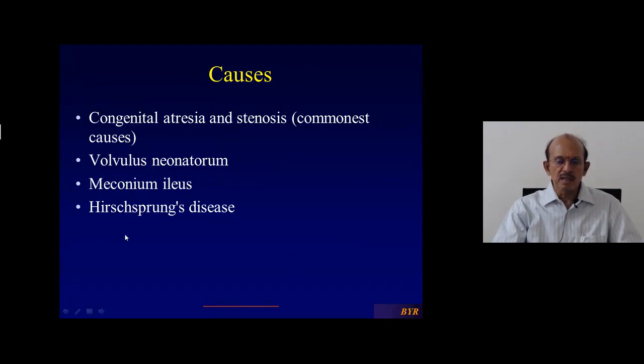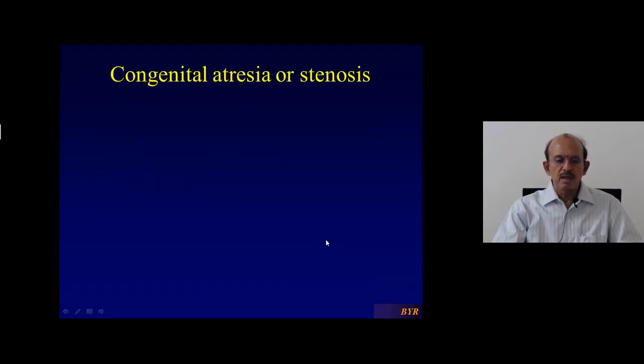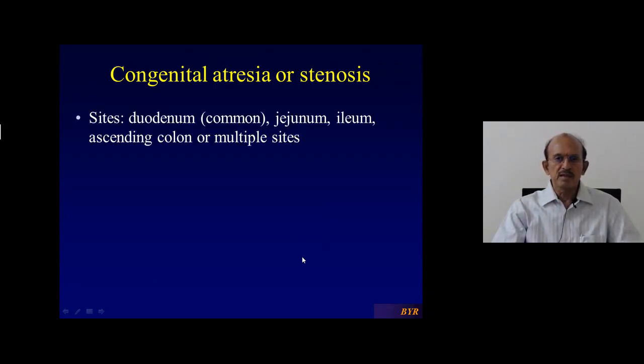We have discussed about that. That is why we will skip this Hirschsprung's disease here. Congenital atresia or stenosis. Atresia means non-development. A part of the bowel does not develop. So when the part of the bowel does not develop, what will happen? In its place, you will find a fibrous structure, a fibrous band. The sites where it can occur are the duodenum, that is the common site, jejunum, ileum, ascending colon, or sometimes multiple sites.